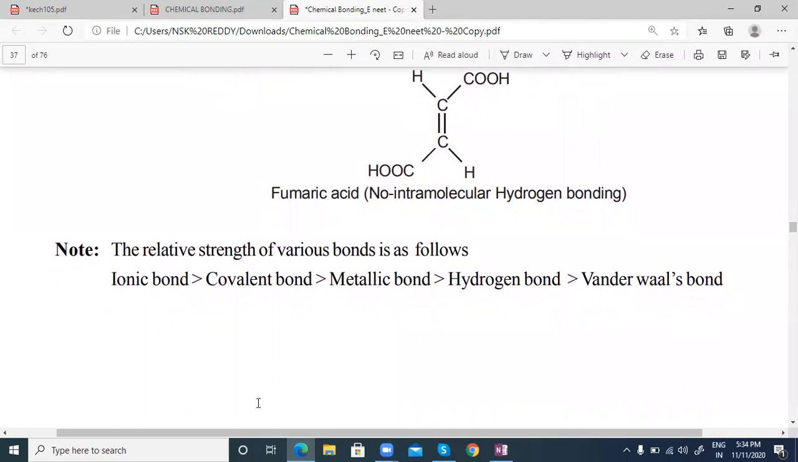And finally, from chemical bonding which we studied, here is the order of the types of bonds and their strength. Ionic bond is the strongest bond. Next covalent, metallic bond, hydrogen bond, and van der Waals forces or attractions.